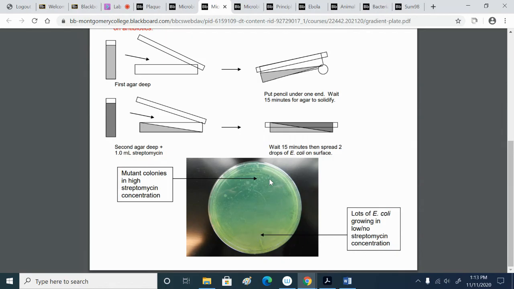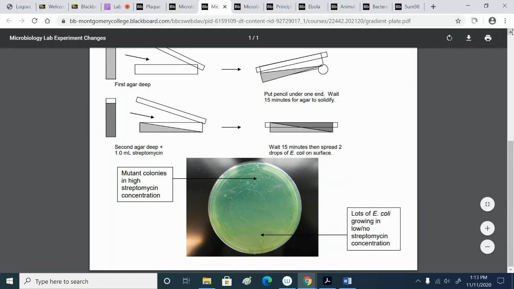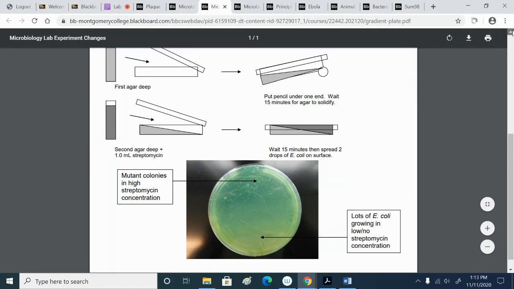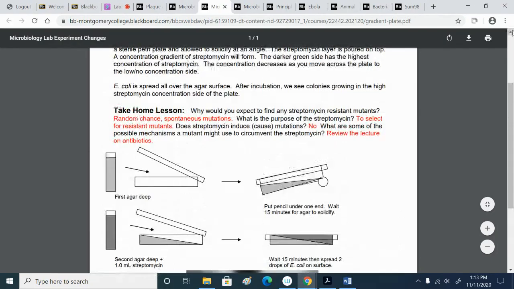And so we just demonstrated that in that population of E. coli, there were some naturally occurring resistant bacteria. Most of them, no, but some of them, yes. And so then why would you expect to find any streptomycin-resistant mutants? I keep saying that there are some there, but why?